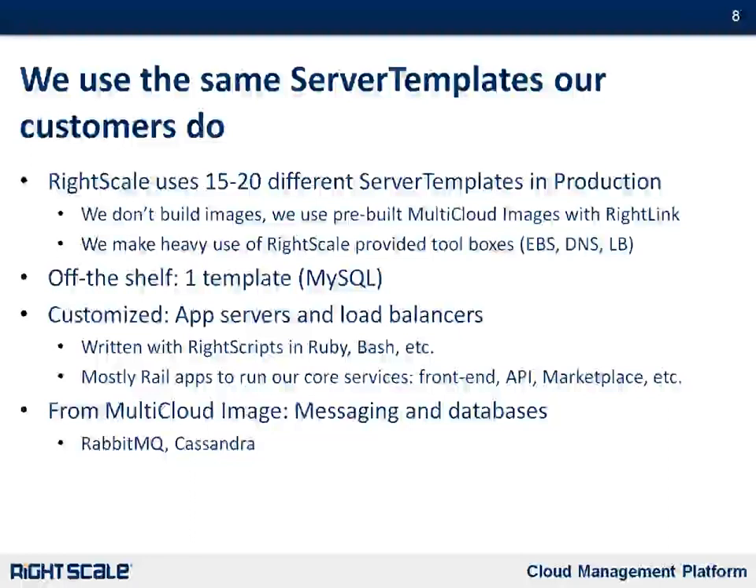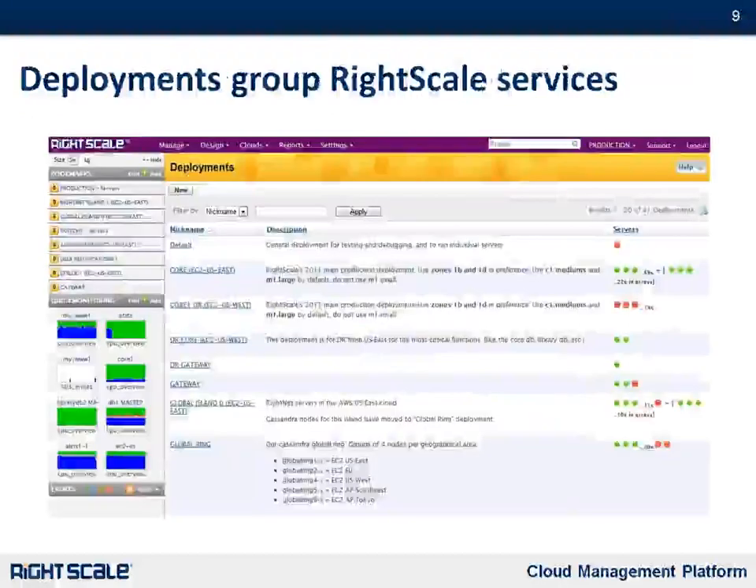For example, for our messaging, our RabbitMQ templates or the Cassandra templates. Another important piece of configuring the infrastructure is how to use deployments. And deployments are a concept that basically groups servers that are logically related.